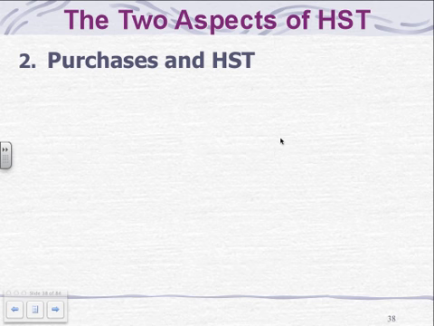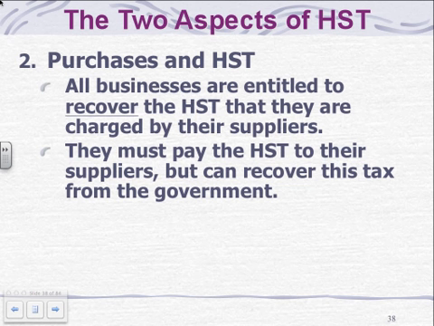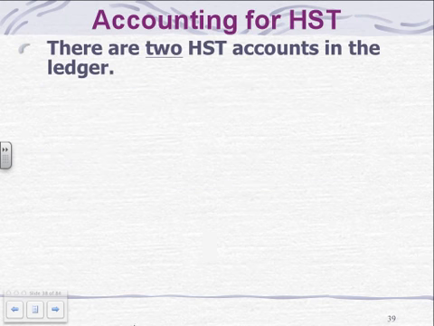Next, the second aspect here is the purchases in HST. So all businesses are entitled to recover the HST that they are charged by their suppliers. They must pay the HST to their suppliers, but they can recover this tax from the government later on. So here now we're going to look at the accounting for HST. How do we journalize the transactions as a company selling or purchasing?